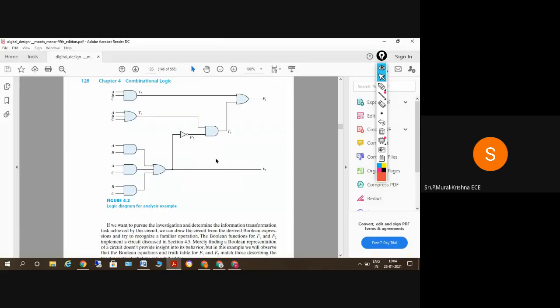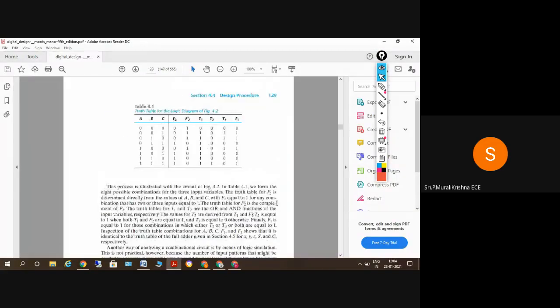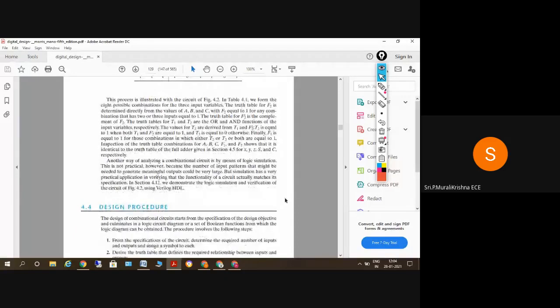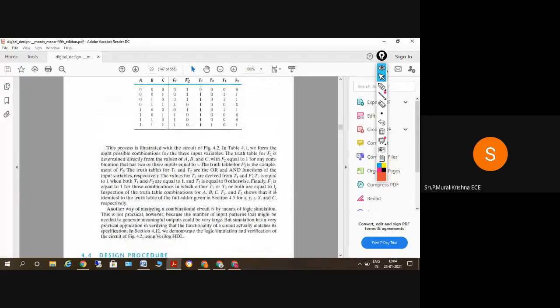Coming to the design, I'll be giving one problem. Based on the problem, first identify the inputs and outputs and draw the truth table, and from the truth table find the output equations. After finding the output equations, minimize them with the help of K-maps, and finally draw the logic diagram. Okay, take down the problem here.